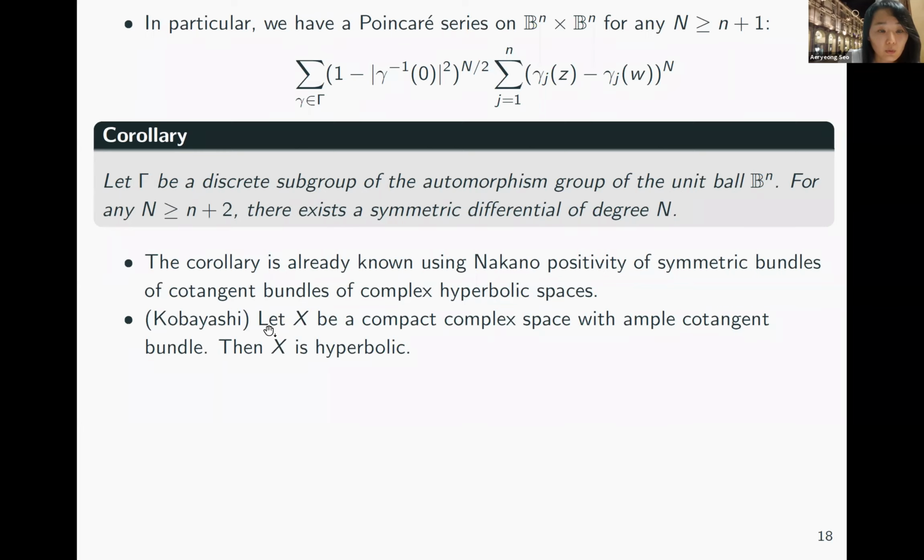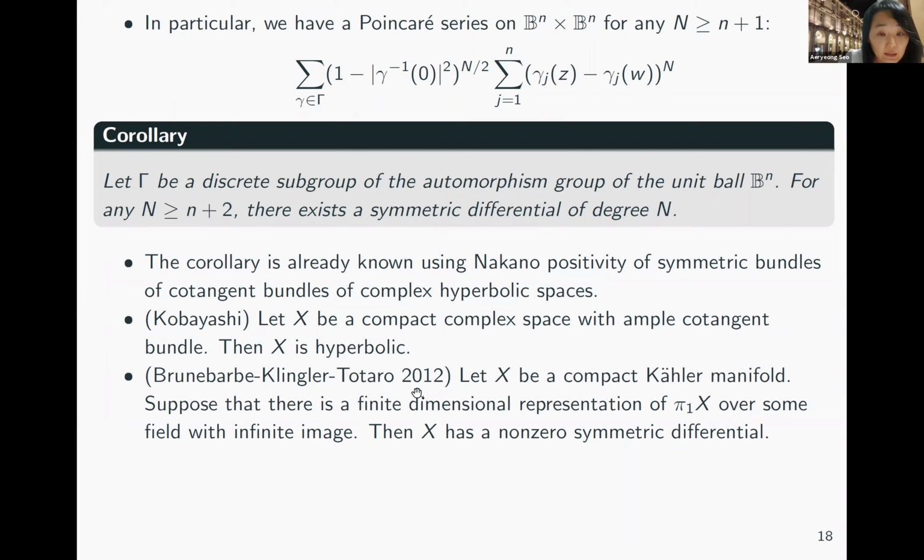Then why the symmetric differential is important is the following. Kobayashi showed that if X is a compact complex space with ample cotangent bundle, that means there are a lot of symmetric differentials, then this X is Kobayashi hyperbolic. And in 2012, these three people showed that if X is a compact Kähler manifold, and if there is a finite dimensional representation of the fundamental group over some field with infinite image, then this X has a non-zero symmetric differential.